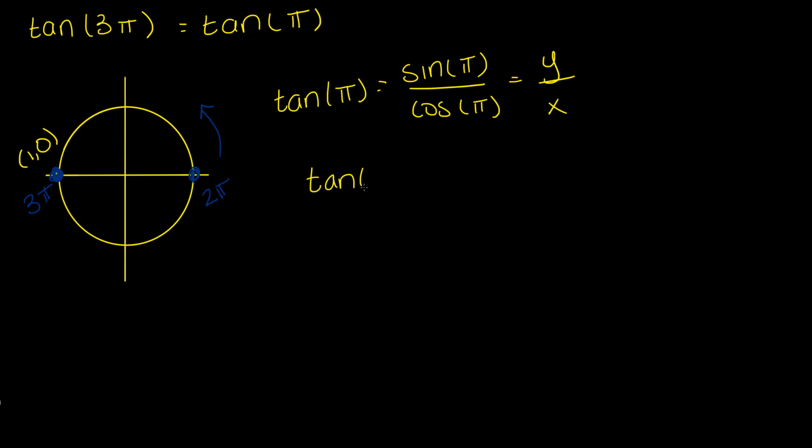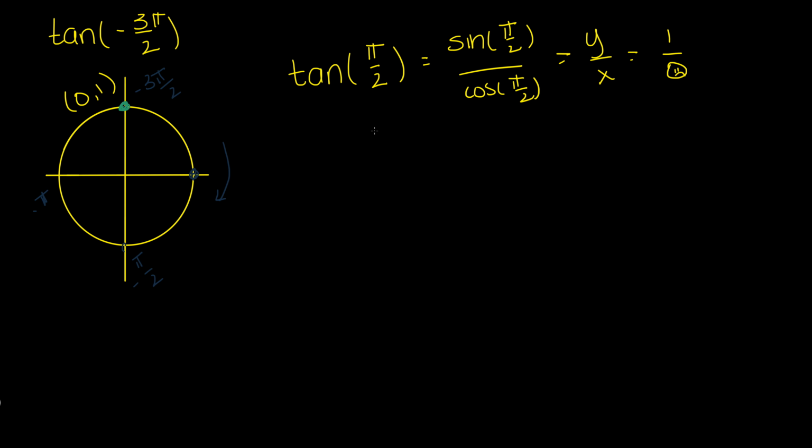This is going to be tangent of pi over 2. The point for pi over 2 is 0, 1, because x equals 0 but y is equal to 1. Again, it's going to be sine pi over 2 divided by cosine pi over 2. Y divided by x, and that means we have 1 divided by 0, and this is a sad face because you cannot have a 0 in the denominator. Therefore, tangent of negative 3 pi over 2 is undefined.